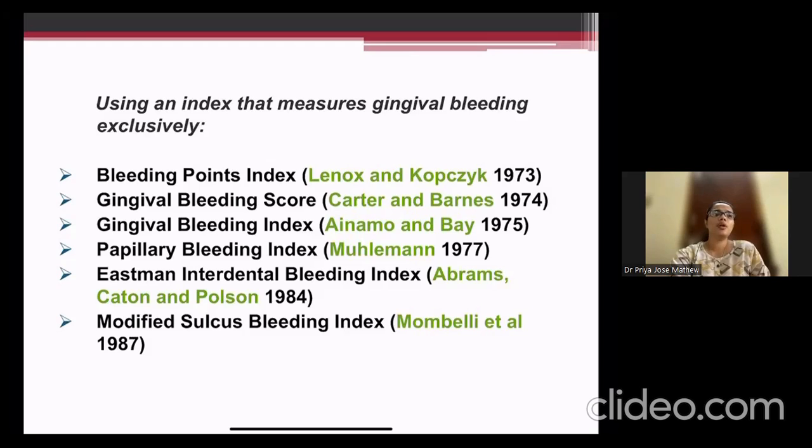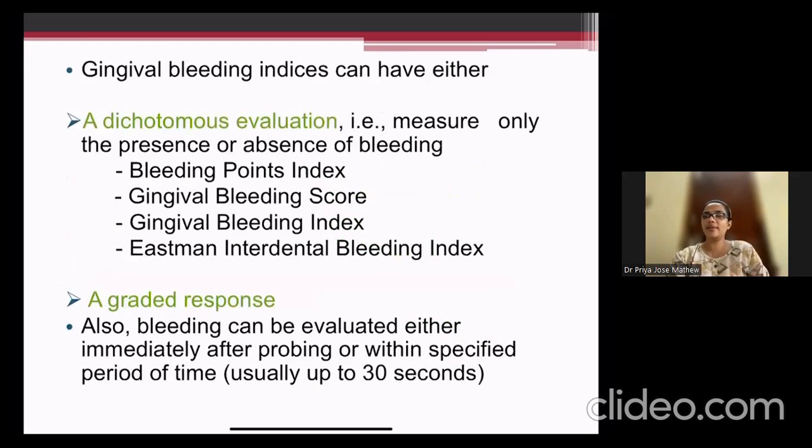So not going into detail with each and every index, but two or three will be explained in detail. The gingival bleeding indices can be evaluated by a dichotomous evaluation or by a graded response, just like a score. Dichotomous means whether there is bleeding or not, so it is a yes or no type of questionnaire. It measures only the presence or absence of bleeding. They are not grading the severity of the bleeding at all.